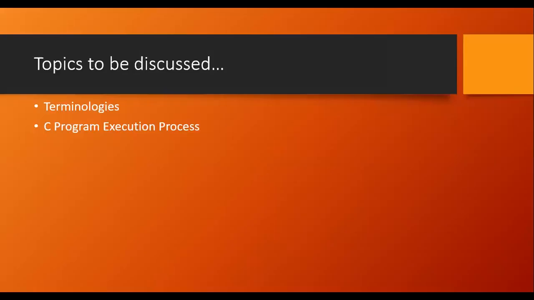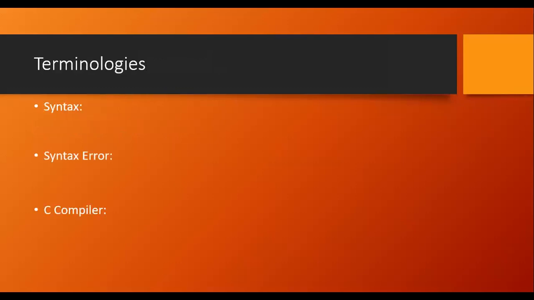So before that, we will try to understand certain terms or terminologies which we usually hear in order to execute certain programs. Okay, so here I have taken only three simple terms. First one is the syntax, second is syntax error, and third is C compiler. Okay, so pay attention now, try to understand these concepts. The first one is syntax.